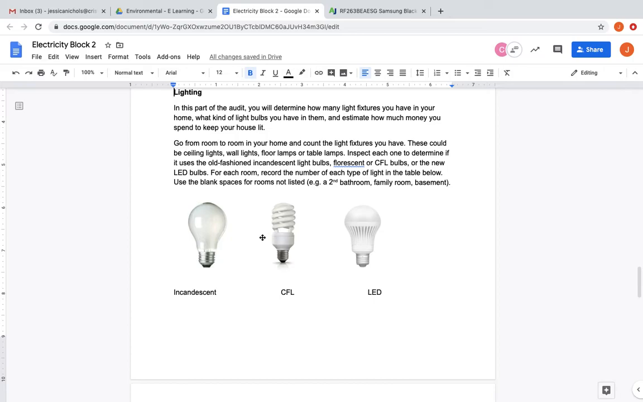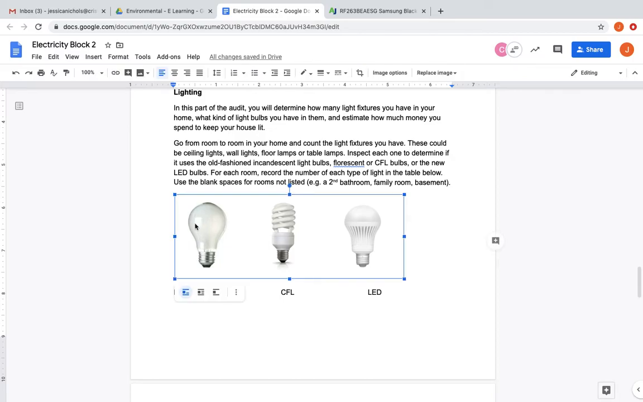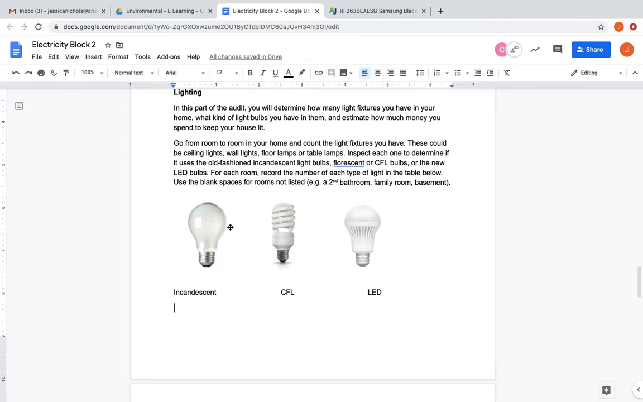Inspect each one to determine if it uses the old-fashioned incandescent light bulbs, which is this one over here, the very first one. Or fluorescent, that's this middle one, CFLs. Or the new LED bulbs.